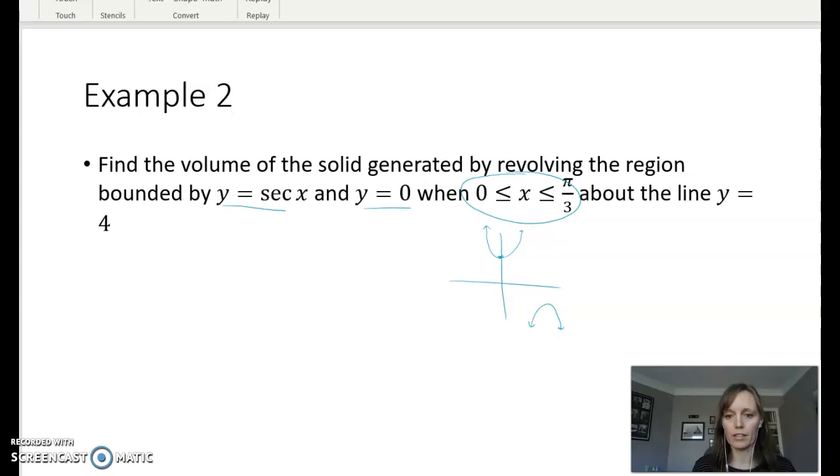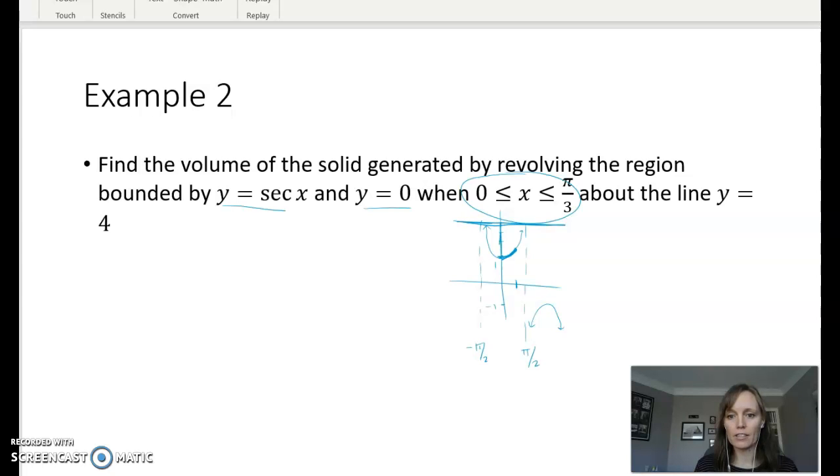Okay, where this right here is at 1, and this down here is at -1, and it's got an asymptote everywhere that cosine is equal to 0. So the first asymptote is at pi over 2 and -pi over 2. Well, pi over 3 falls somewhere in here. So we know that we're revolving just this part of the graph, and it's around the line y equals 4. So y equals 4 is up here, 2, 3, 4. Okay, so here's my line y equals 4.